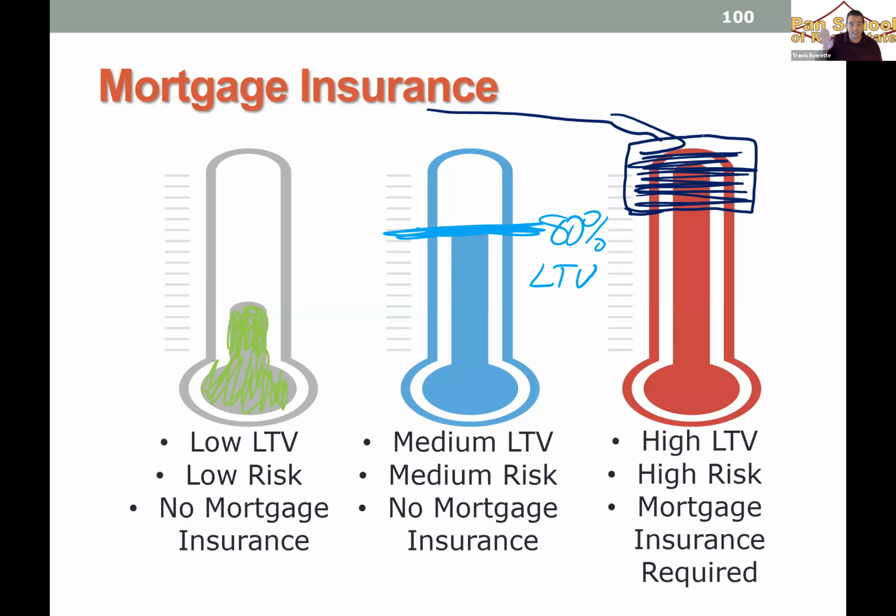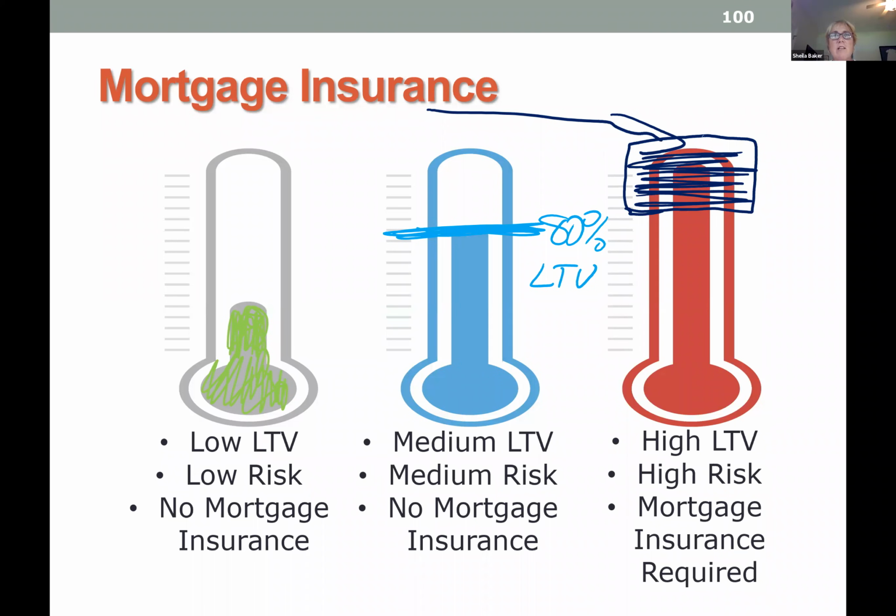So if I were to get a 90% loan to value loan, I would need insurance on 10%. If I were to get a 95% loan to value loan, I would need insurance on 15%. That's the amount of the loan that is protected, not the whole loan. There's no such thing as a mortgage insurance policy that protects the entire loan balance, just that top risky part.